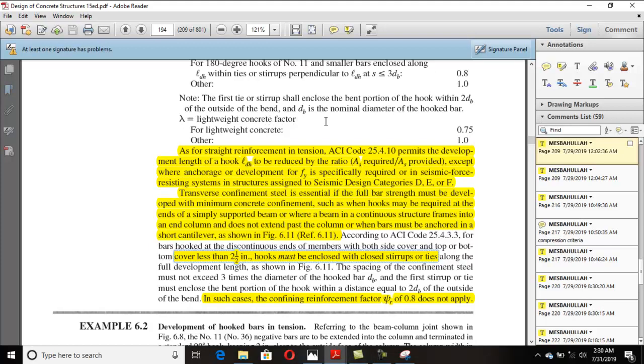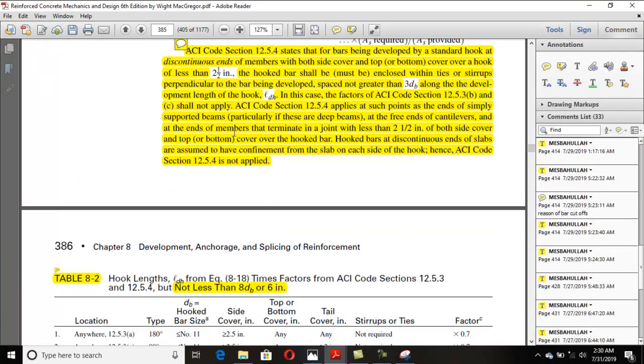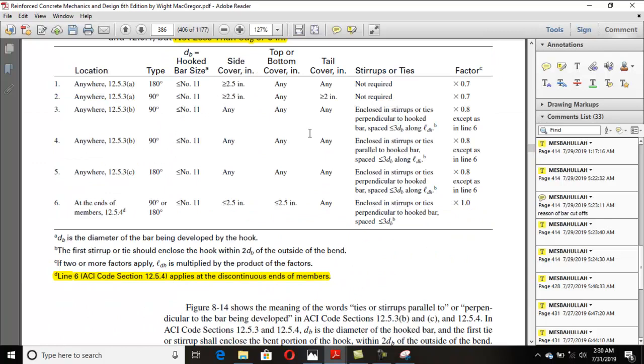This is the special case, and you must note this, from this table which is given in the MacGregor book: whenever your side cover is less than 2.5, your top or bottom cover less than 2.5, and your tail cover whatever it will be, you need to provide stirrups under those criteria, and you have to take psi r equal to 1. It only occurs at discontinuous edges. Your psi r will be 1. This should be clear. This is a very important table.